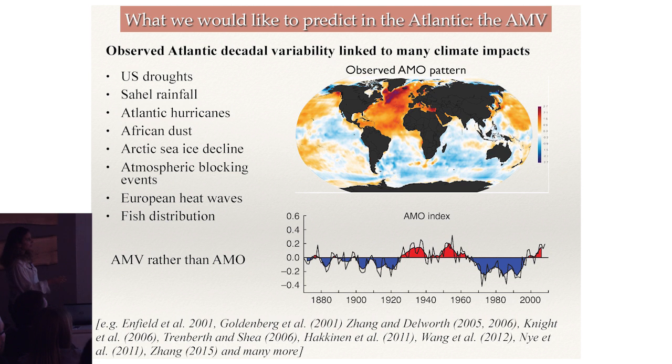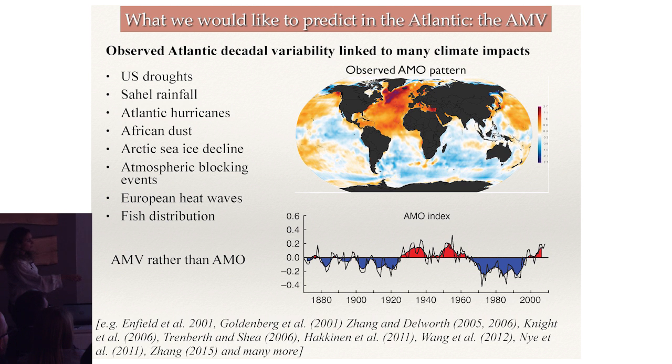So what is this Atlantic multidecadal variability, or AMO? It can be summarized by this pattern. The index is defined as the North Atlantic sea surface temperature averaged over this whole area. And then if you regress your sea surface temperature on this index, you get this global pattern. So it's characterized by these interhemispheric features. So when the ocean is warmer in the northern hemisphere, it's generally cooler in the southern hemisphere.